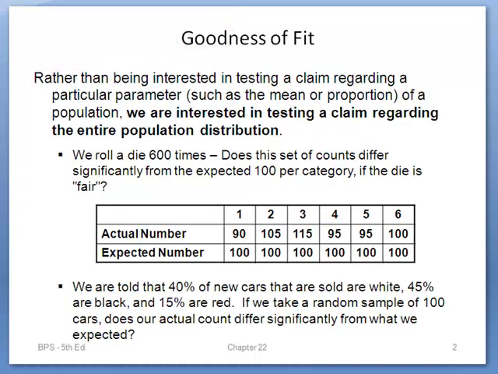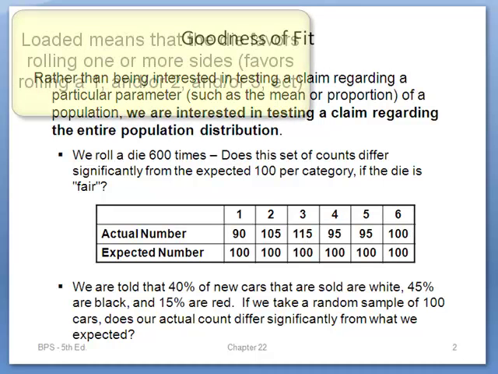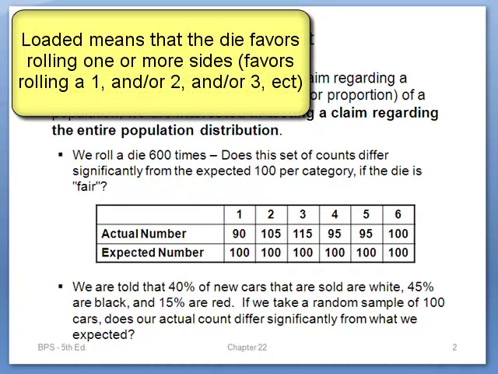But let's say that you rolled a die 600 times and you got these actual numbers here in this row. Does that mean that the die is not fair? Does that somehow show that the die is loaded? This is how we can test it. We do a goodness of fit test.